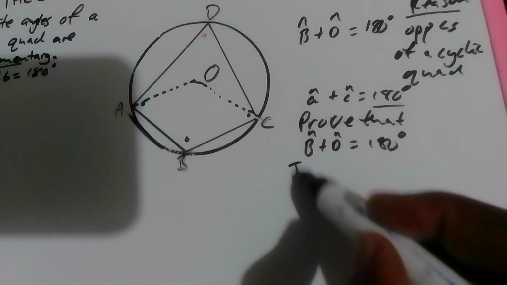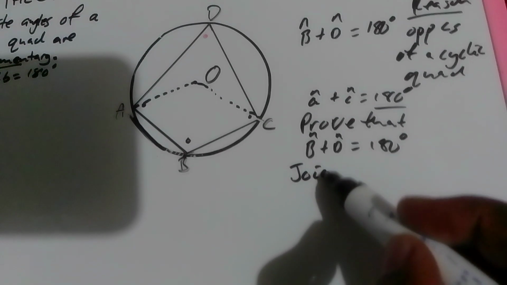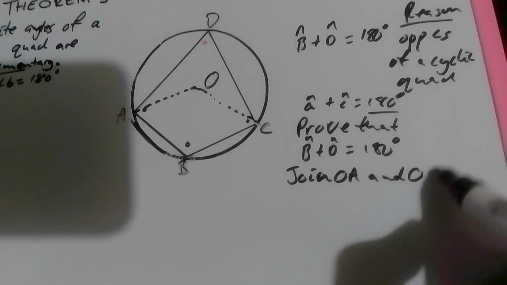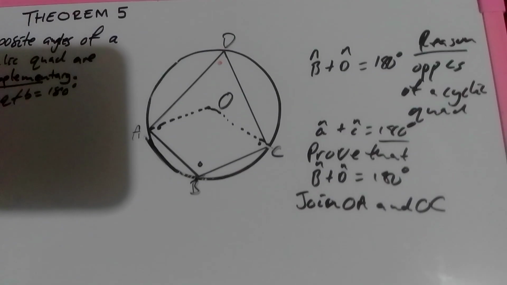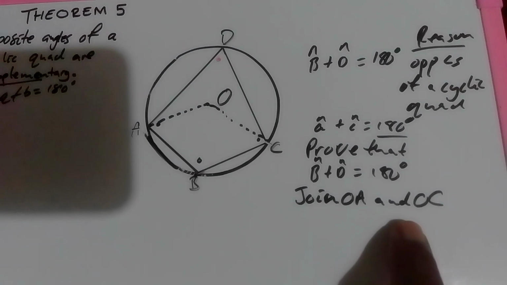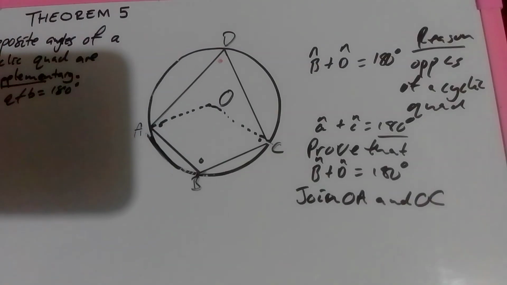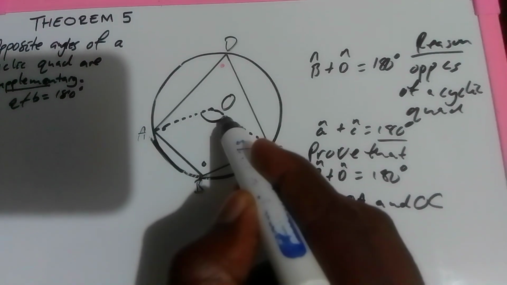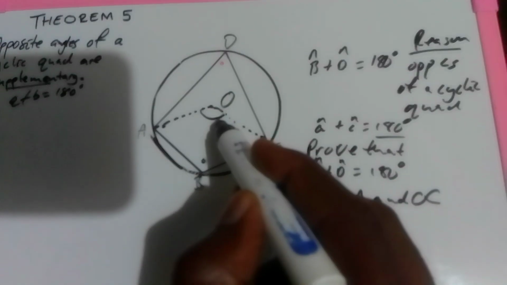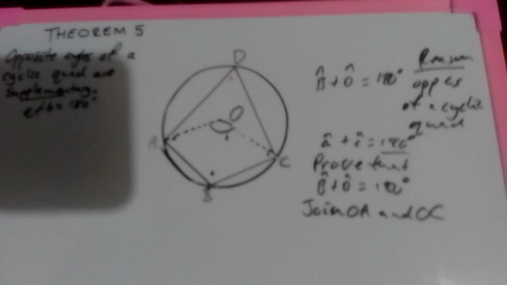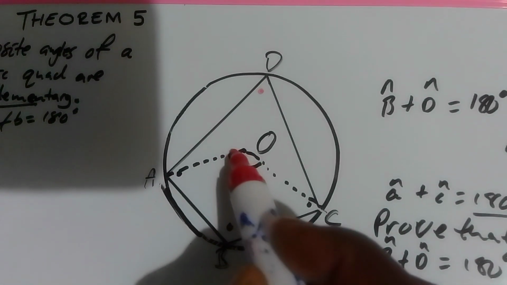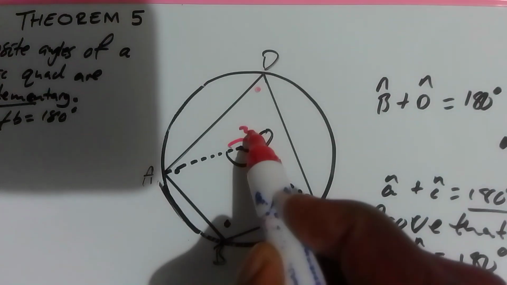So now I come and I say join OA and OC. Now that I have announced to the examiner and I've joined also on the diagram, what am I going to do? Now I'm going to indicate that I've got this angle here, angle O. Now I'm going to call it angle O1. And also I'm going to indicate there that outside, this reflex angle here, this is angle O2.